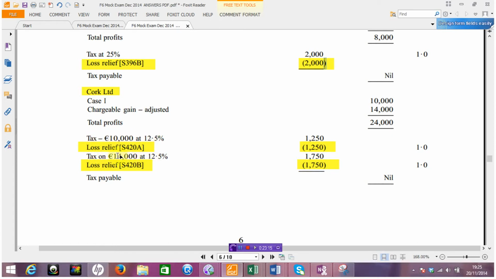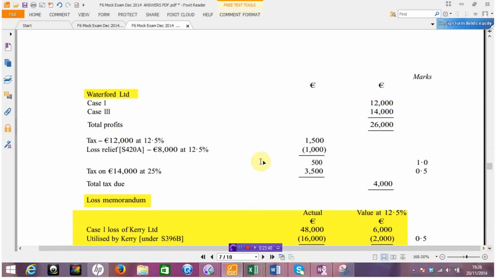And really what we're looking to do is to apply the loss relief in the normal way, and you'll see that it's simply applied on a full basis here rather than a value basis as you see above. Okay, and this also transpires into a nil tax payable. So not overly complex and 3 marks available there. Okay. So moving down to Waterford, again, multiple forms of income here, and I think we run out of losses, as we'll see from the memorandum in a moment.